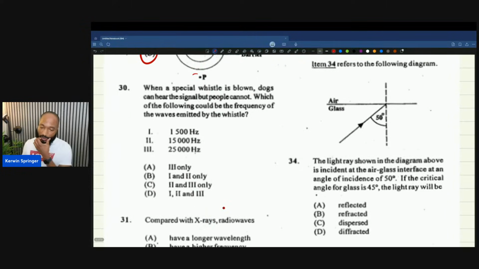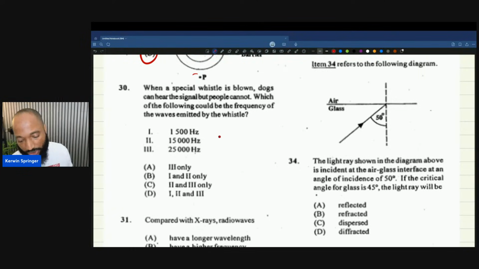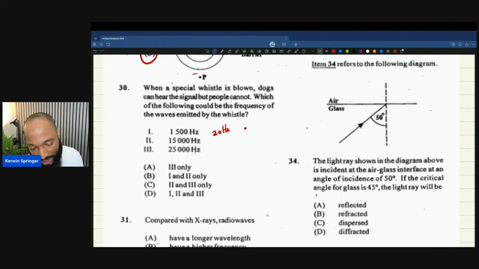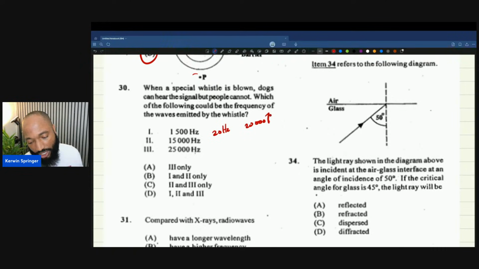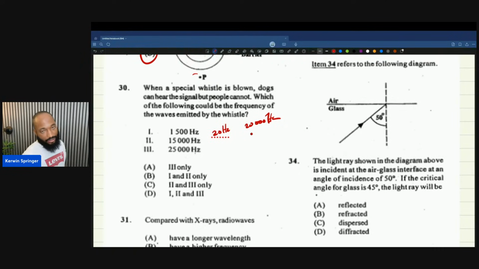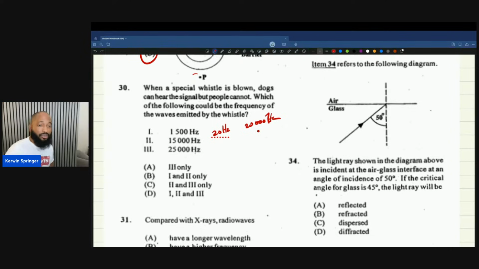When a special whistle is blown, dogs can hear it, but people can't. So the following is a frequency. You're supposed to know that humans can hear from 20 hertz to 20,000 hertz. If you hear above that, maybe you're not human, I don't know.